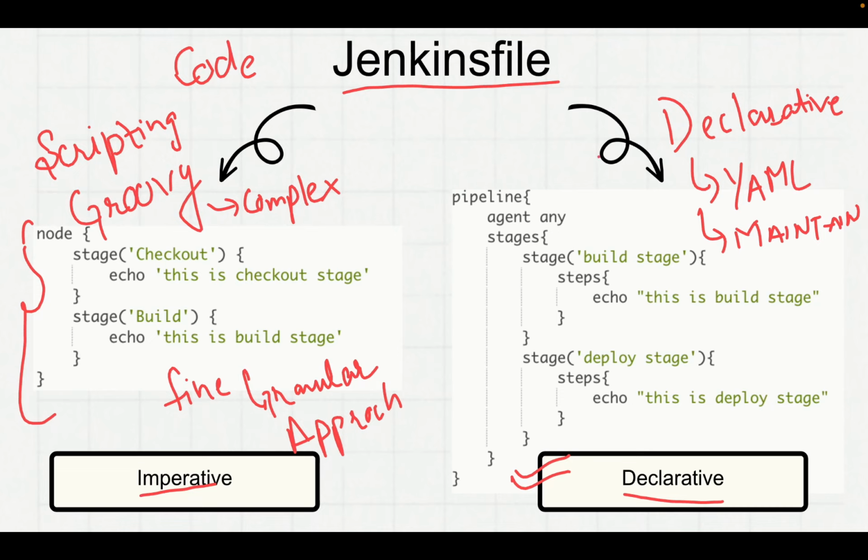We are going to focus majorly on the declarative approach because there is a particular section, the syntax generator, that is available in Jenkins for the declarative approach. So we are going to focus majorly on the declarative pipeline. In this Jenkinsfile, we are going to list all the features and all the components in detail in the next lecture. Thanks.